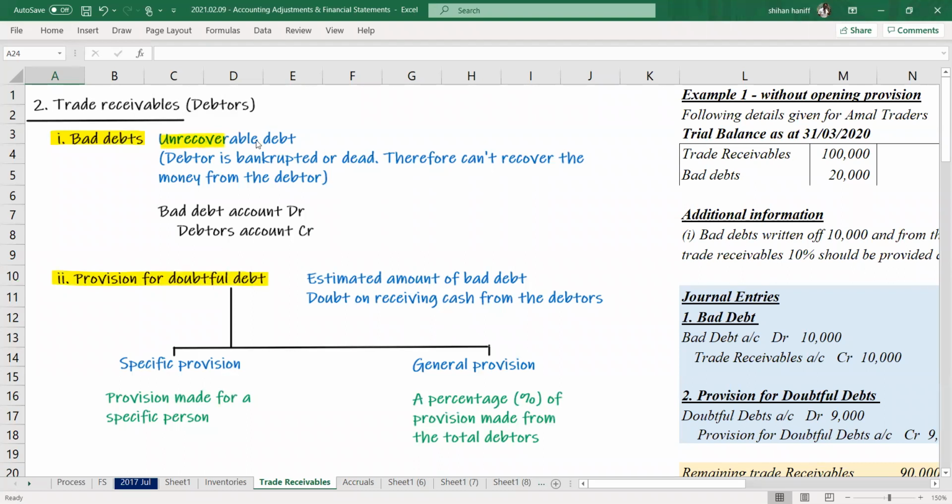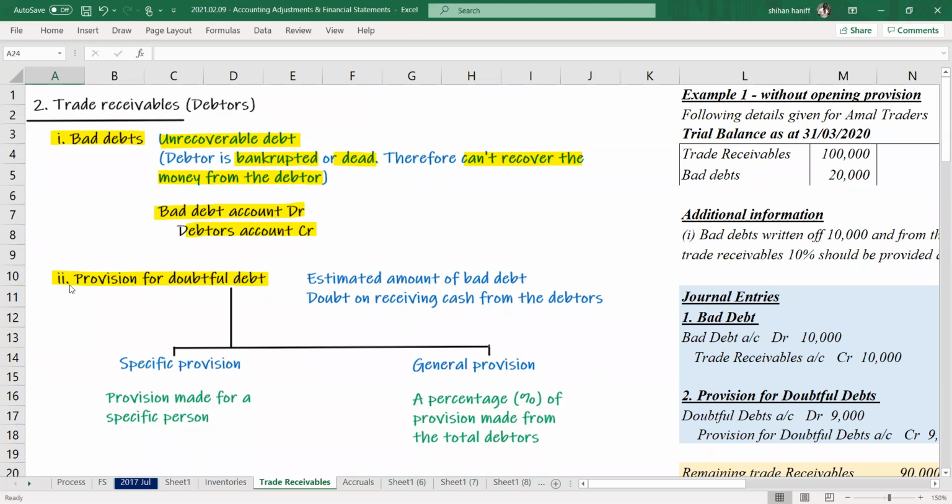Bad debt means unrecoverable debts. That means if the debtor is bankrupted or dead, we can't recover the money from the debtor. So the double entry for the bad debt is the expense account debit: bad debt account debit, debtors account credit. That's the double entry for bad debt.